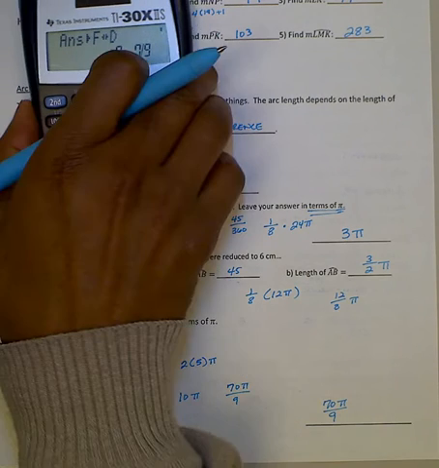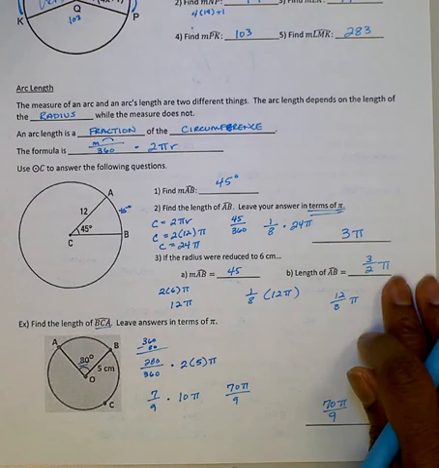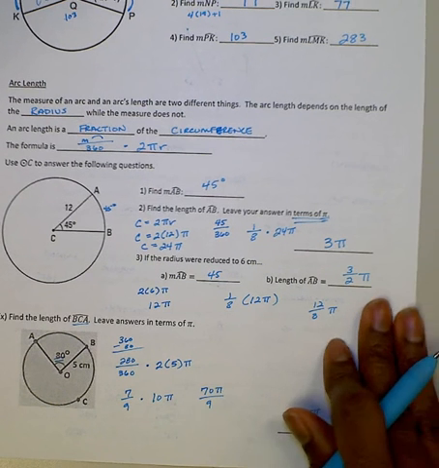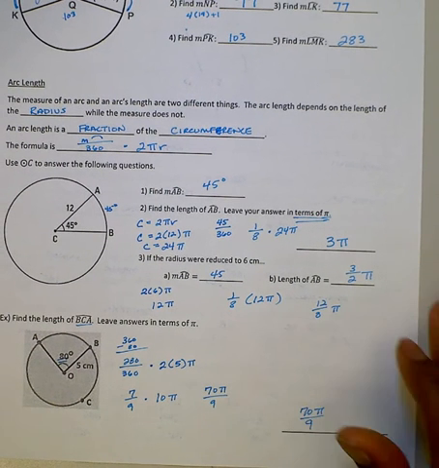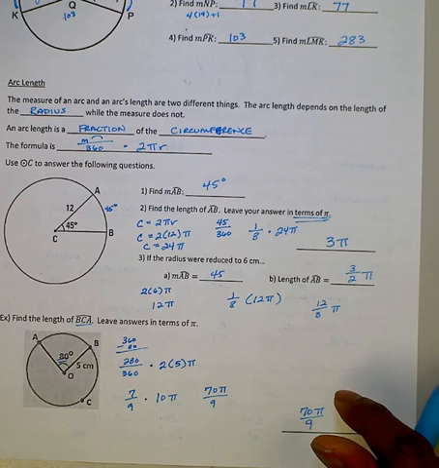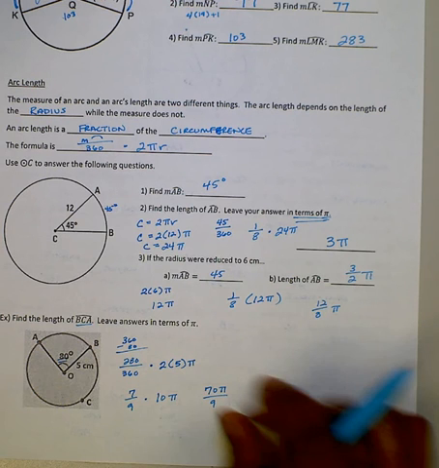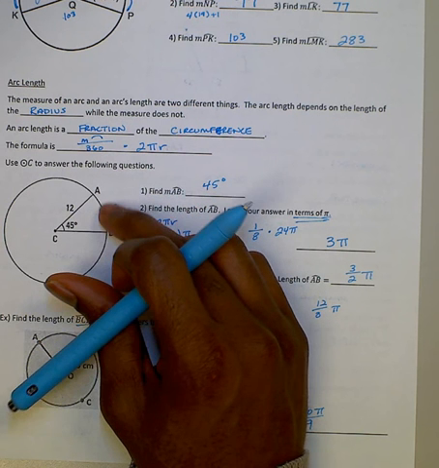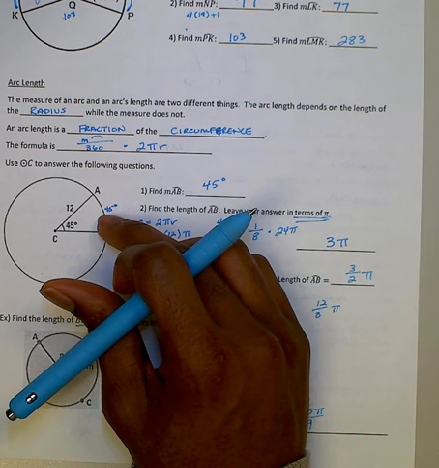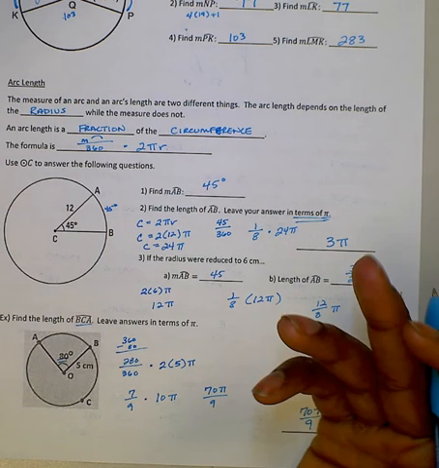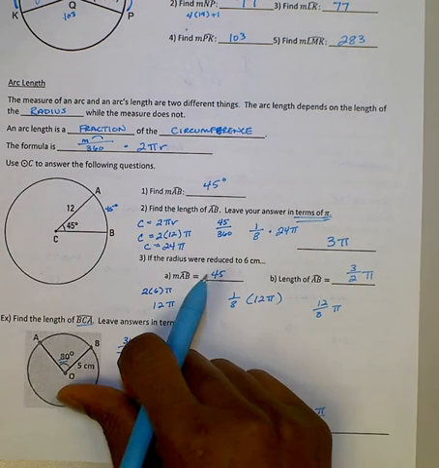Some new terms there as far as looking at arcs and the measure of arcs and the length of arcs, but a pretty simple concept. Find the fraction of the circle that the arc is taking up, and then multiply that by the circumference of the entire circle. All right, see ya.